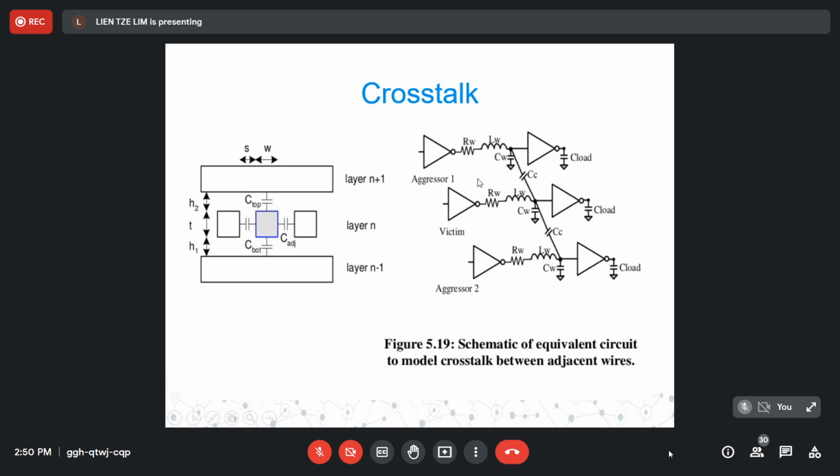So what is meant by the aggressor and victim? If you want to know more, you can go and do some reading. Here I just want to show you that there are multiple lines here. When they are placed close to each other, there will be some capacitive coupling that causes signal crosstalk.